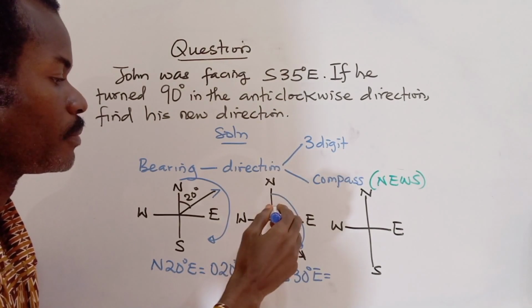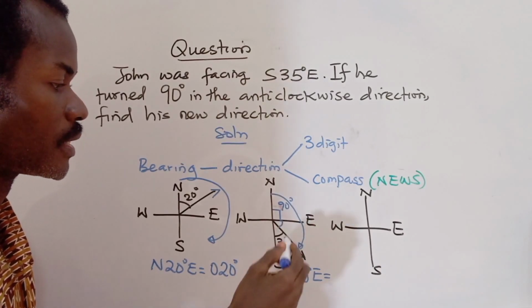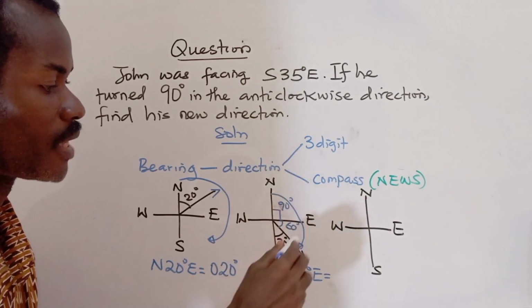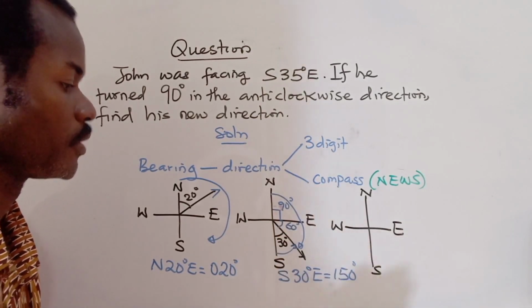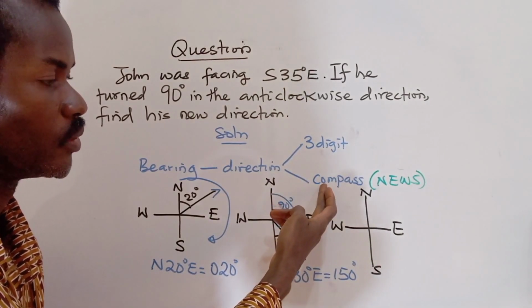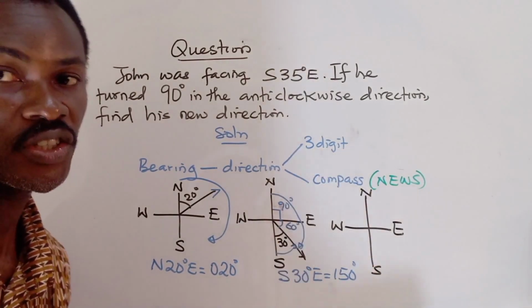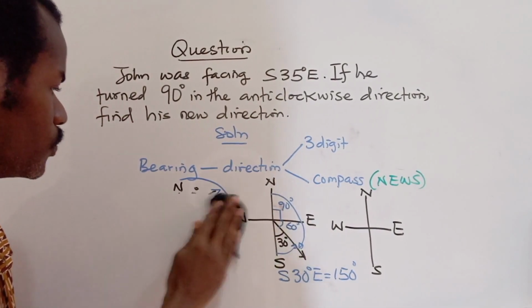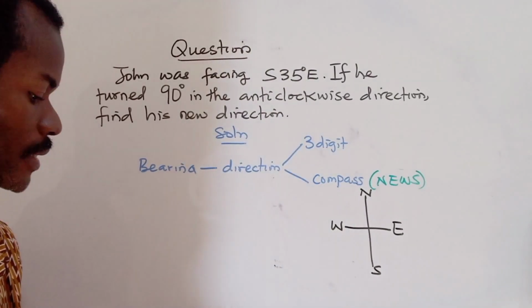So let's calculate it. Remember, this is 90 degree, and what is left here is 60 degree, because 60 plus 30 will give you another 90 to make a total of 180. So 90 plus 60 degree is 150 degree. So this part is the compass bearing, because it has the cardinal points attached to it. And this is 1, 2, 3 digits bearing.